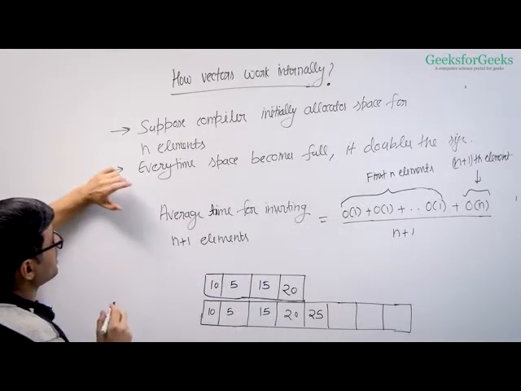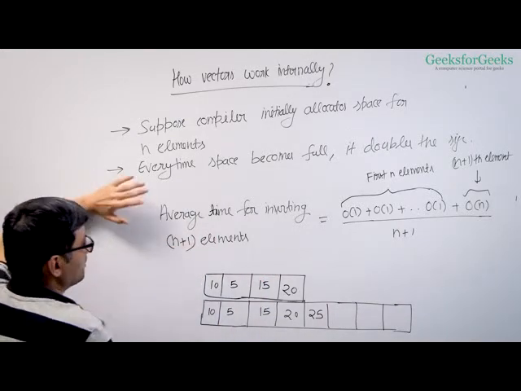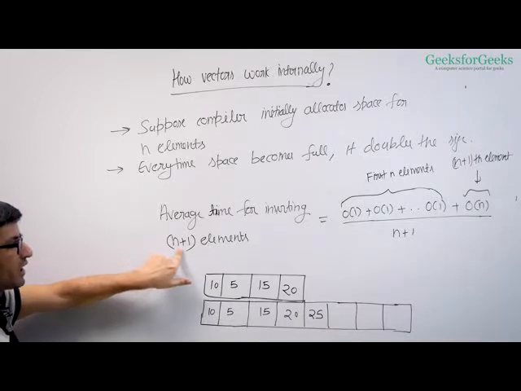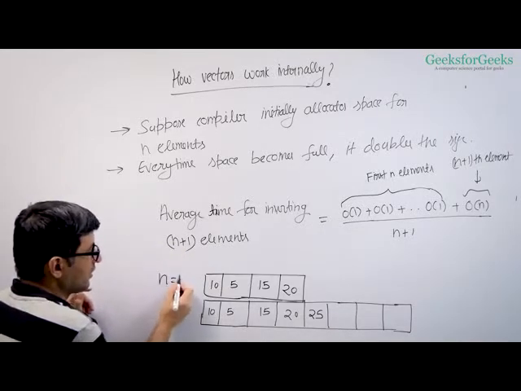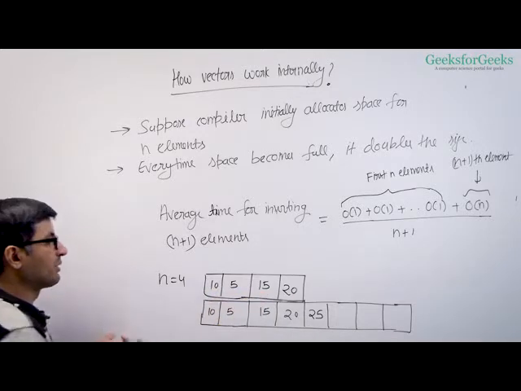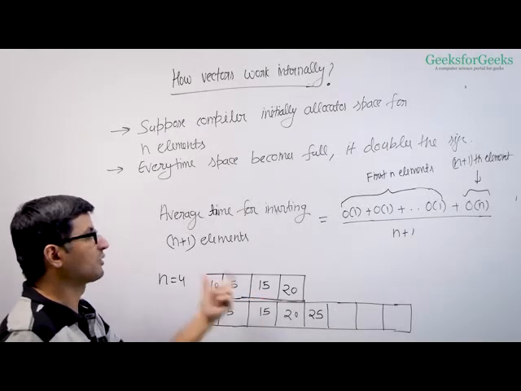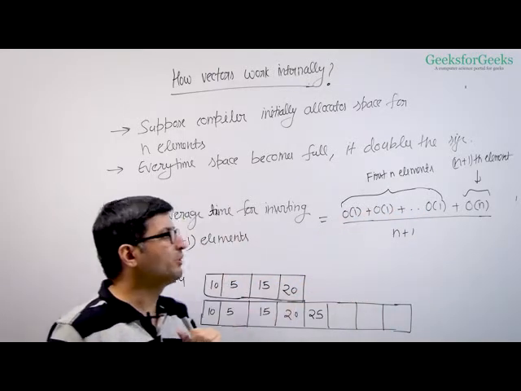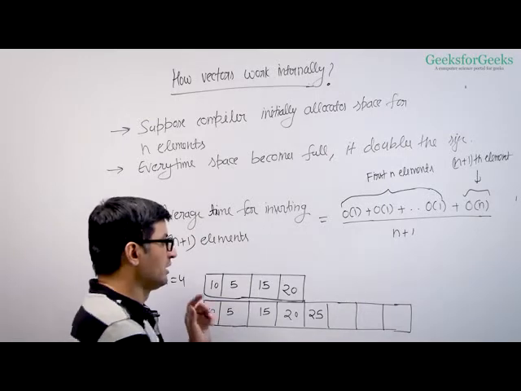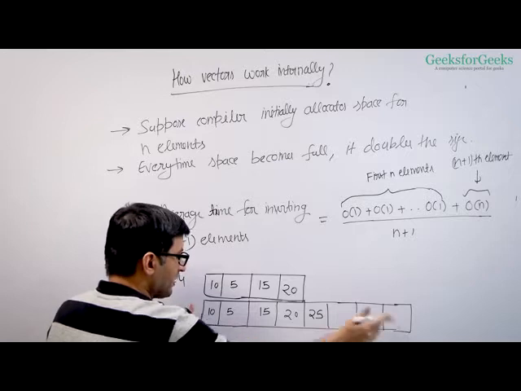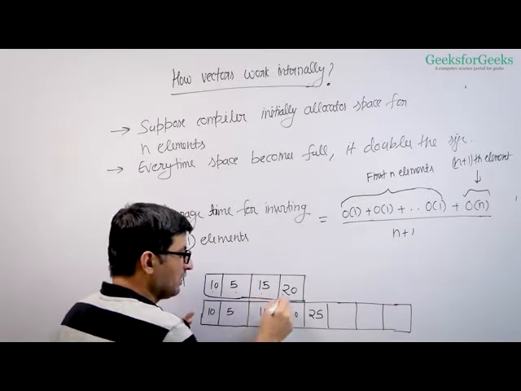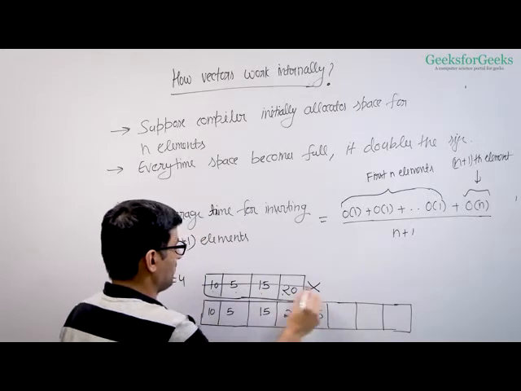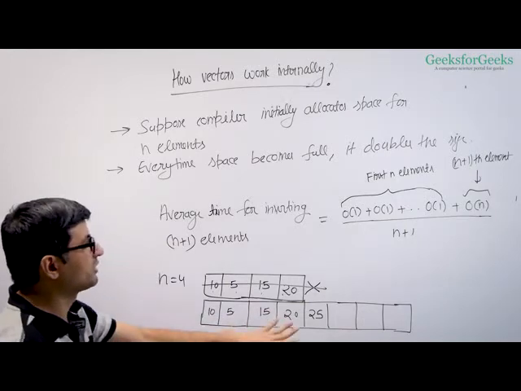So what is the average time complexity for inserting n plus 1 elements? I've considered n plus 1 because n elements will be inserted in big O of 1 time. Say n is 4. So 10, 5, 15, 20 will take big O of 1 time because you have a pre-allocated array of size 4, right? So that's the time complexity for inserting n elements. When you insert the n plus 1th element, a new array will be allocated of size 8. These elements will be copied one by one. Then this new element 25 will be inserted, and then the old array is deallocated. So that's what happens when you insert 25.